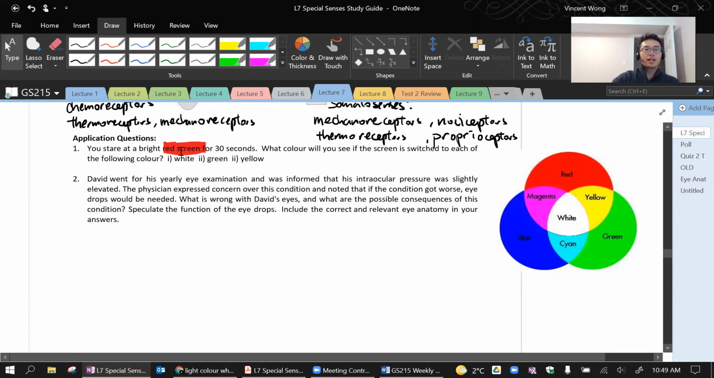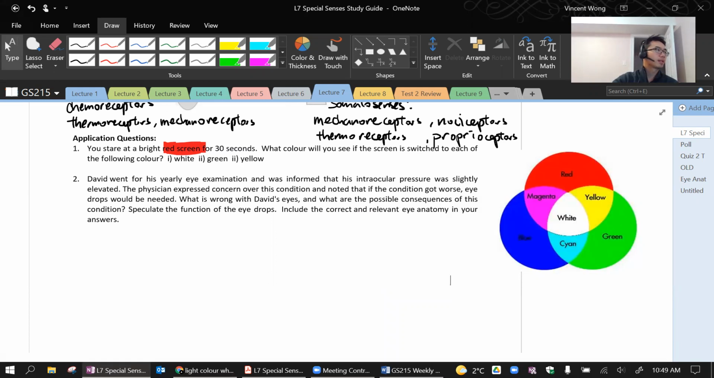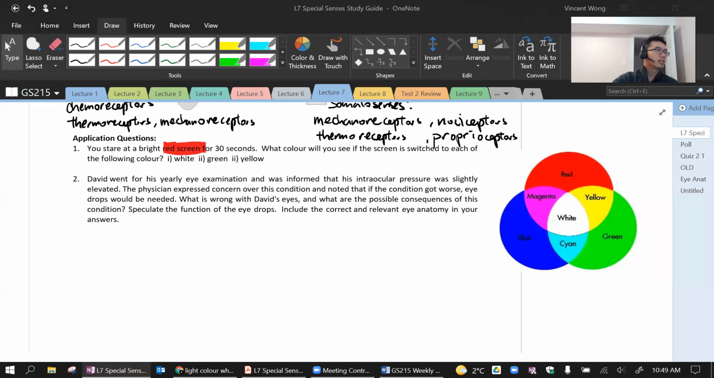Okay. You stare at a bright red screen for 30 seconds. What color will you see when you switch to a white screen? Okay, please type your answer in the chat box. What will you see? Anybody? Should we try this? Let's try this.